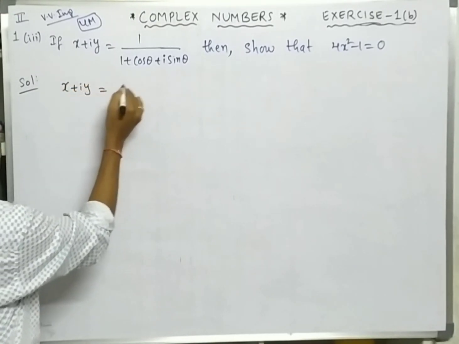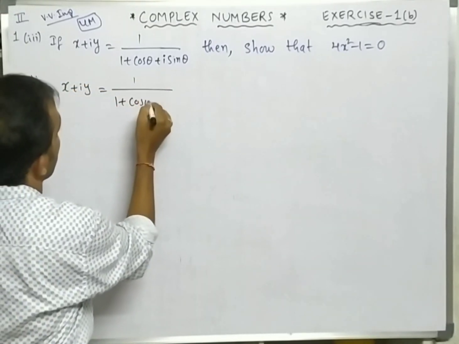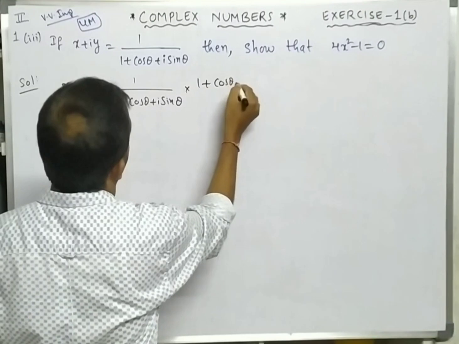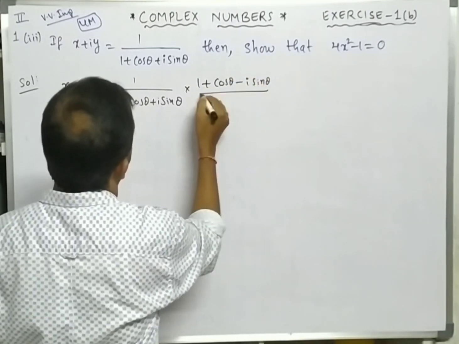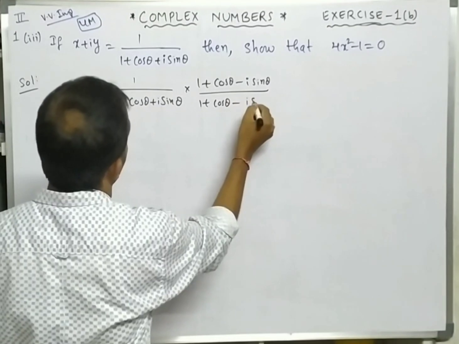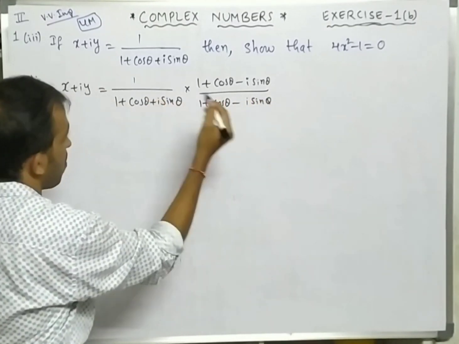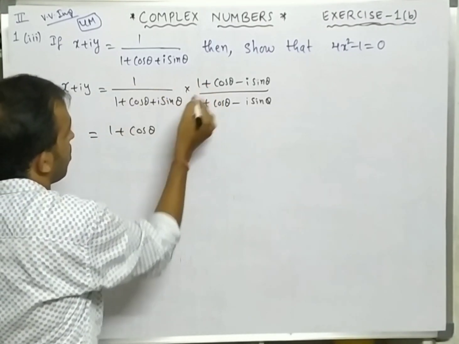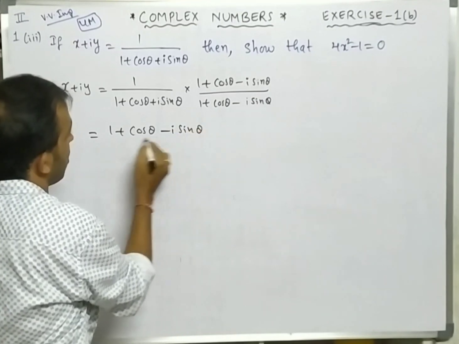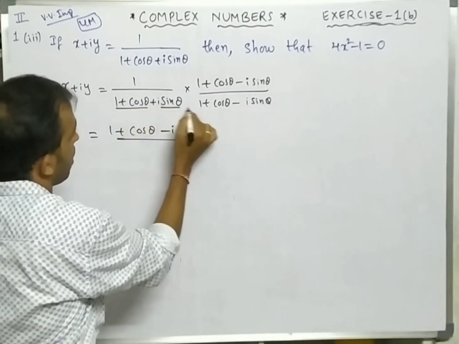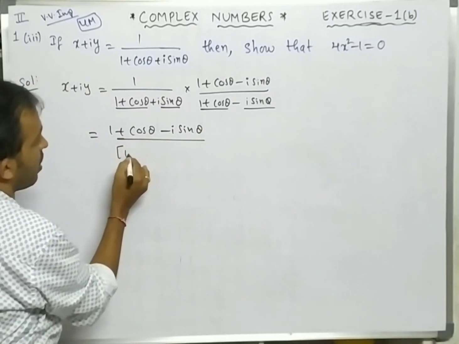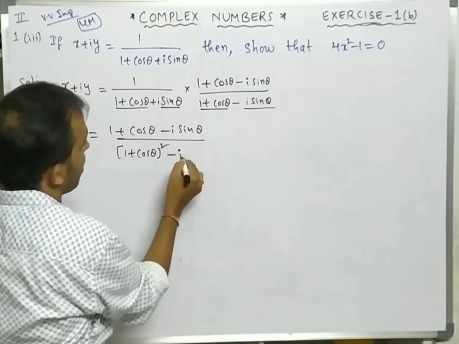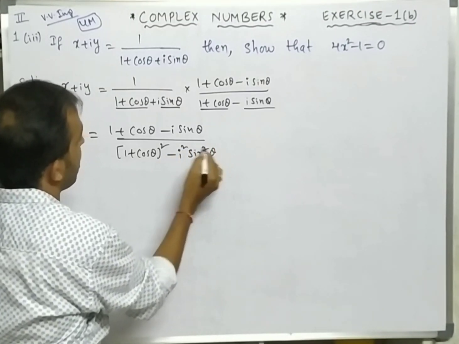So x plus iy is equal to, it is given, 1 by (1 + cos theta + i sin theta). In the same way we should multiply numerator and denominator with the conjugate of the denominator. What is the conjugate of the denominator? 1 plus cos theta minus i sin theta. Okay, so (1 + cos theta) minus i sin theta by, here (a + b) into (a - b) is a square minus b square, (1 + cos theta) whole square minus i square sin square theta.